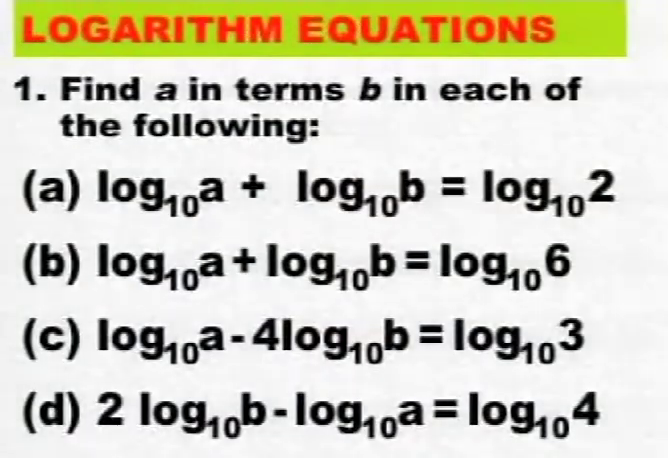Letter C, George. A equals 3b to the power of 4. A equals 3b to the power of 4, good. Letter D, Gabriel. Okay, great. A equals B squared over 4. A equals B squared over 4. All right, number 2.